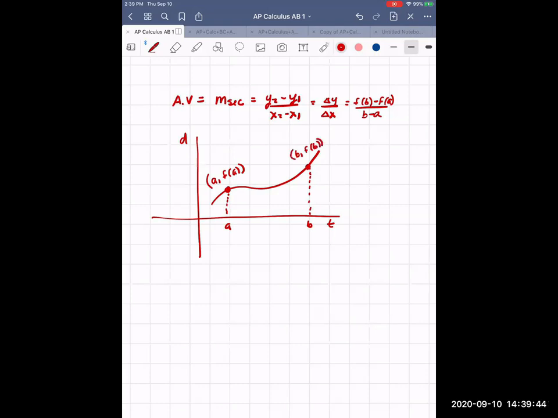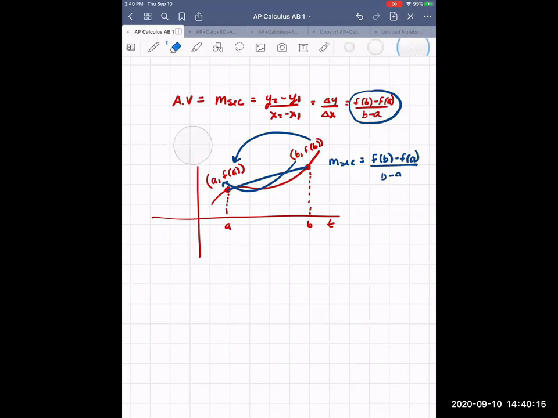So if I connected those two endpoints with a secant line, then the slope of my secant line would be the change in y, which is f of b minus f of a, all over the change in x, which is b minus a. And bingo, I get this formula. Okay? No different, just a different way of representing what's going on. A little more sophistication.